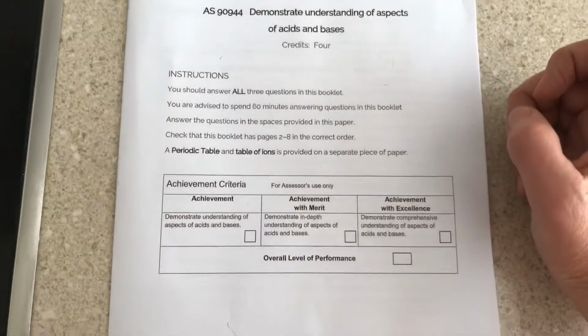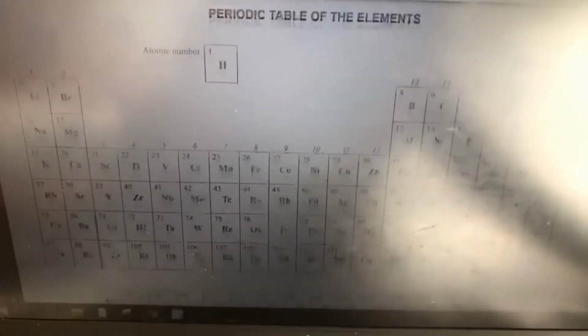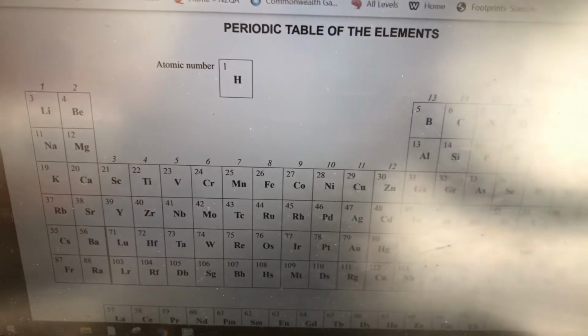So this is a 4-credit exam. It should take you about an hour. And you should also have with you the resource sheet, which I actually don't have physically, but I've just got here up on my laptop. So let's open the booklet and let's start working.